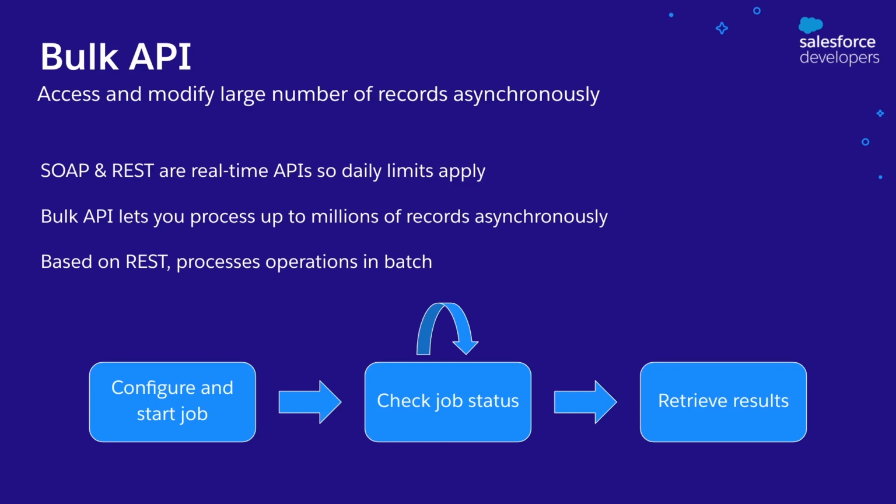The way this works is in 3 steps. First, you configure and start your job, and then the job is performed by the platform. While the job is executing, you can check the job status multiple times. Once the job is finished, you can then issue a third call to retrieve the results of your job.